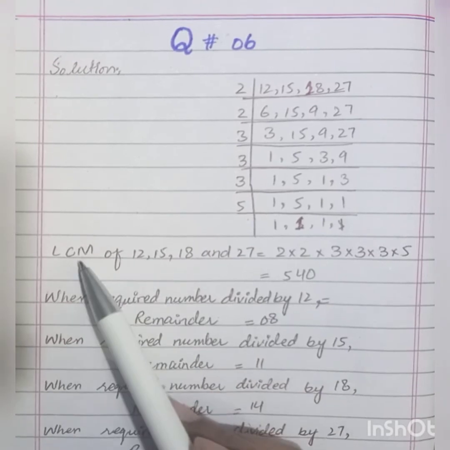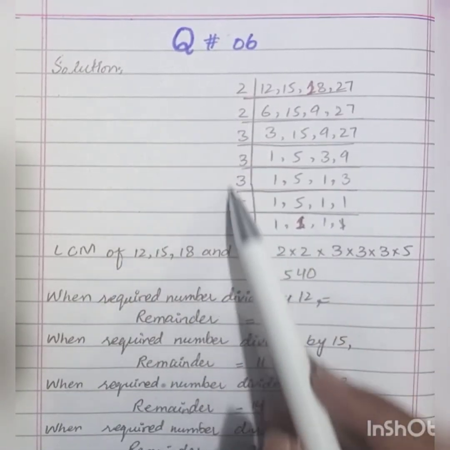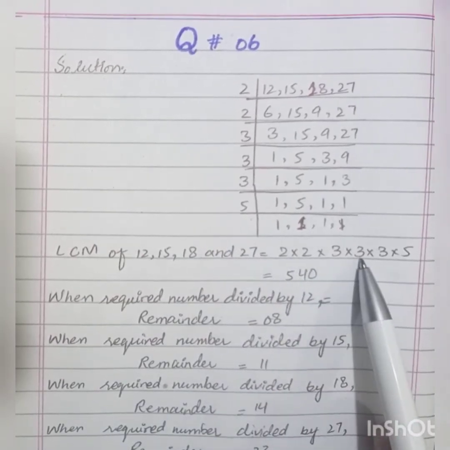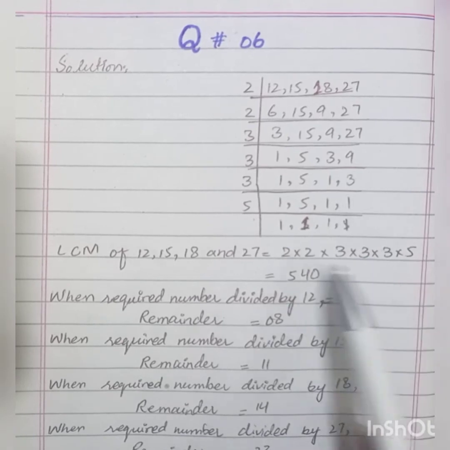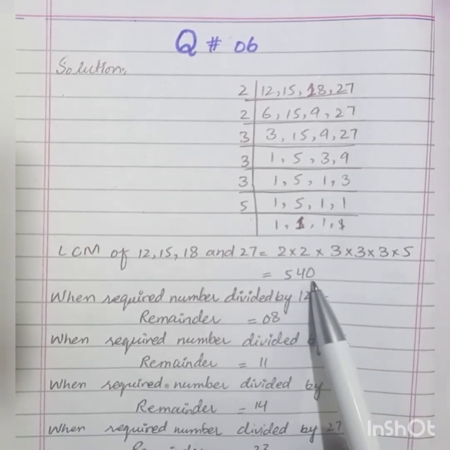We know that students, least common multiple of 12, 15, 18 and 27 will be the product of these values, that are 2 multiplied by 2 multiplied by 3 multiplied by 3 multiplied by 3 and multiplied by 5. If we find the product of these values, then the answer is 540.